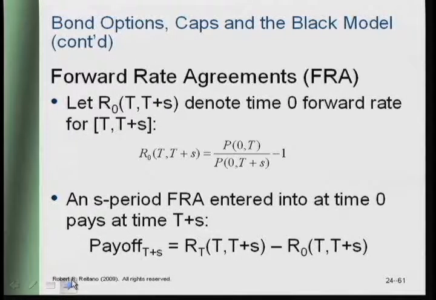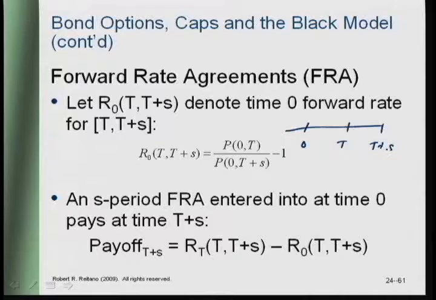So let R(0, T+S) denote today, time zero's, forward rate for the period T to T+S. So here we are at time zero, and we're looking ahead to the period T to T+S, and we're observing the forward rate. We can calculate that forward rate using the price of zero bonds today. It's a simple exercise I'll leave to you, but these forward rates are observable by virtue of the spot rates today, which are observable from zero coupon bond prices.